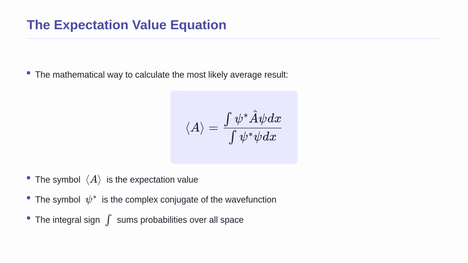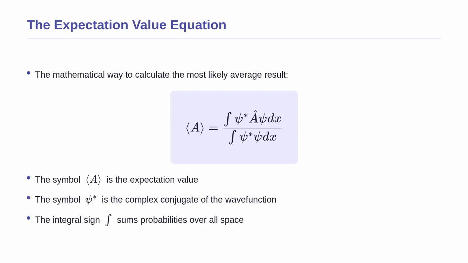To find this statistical average, we use the expectation value formula. Conceptually, this equation sums up all the probabilities over all possible positions in space. The symbol A in angle brackets represents the expectation value itself.